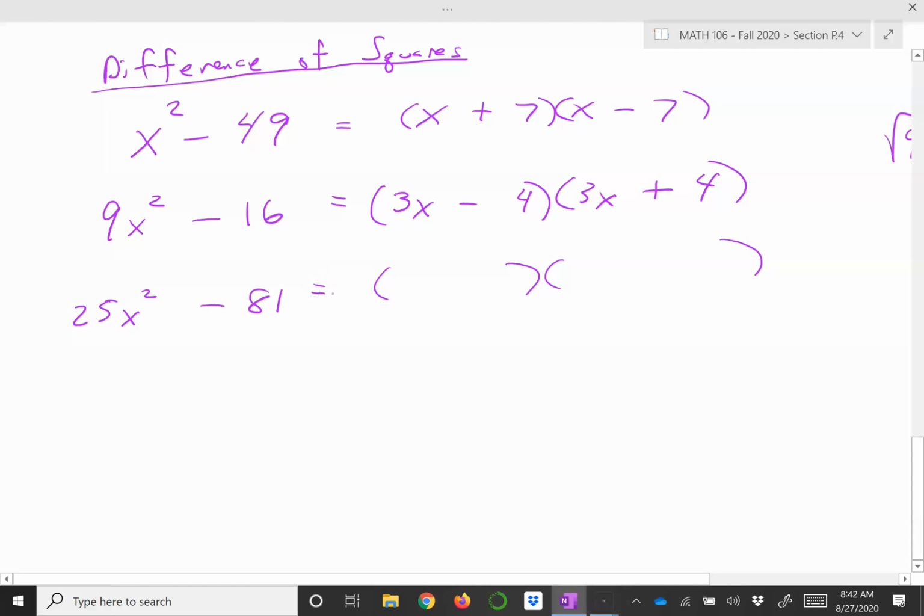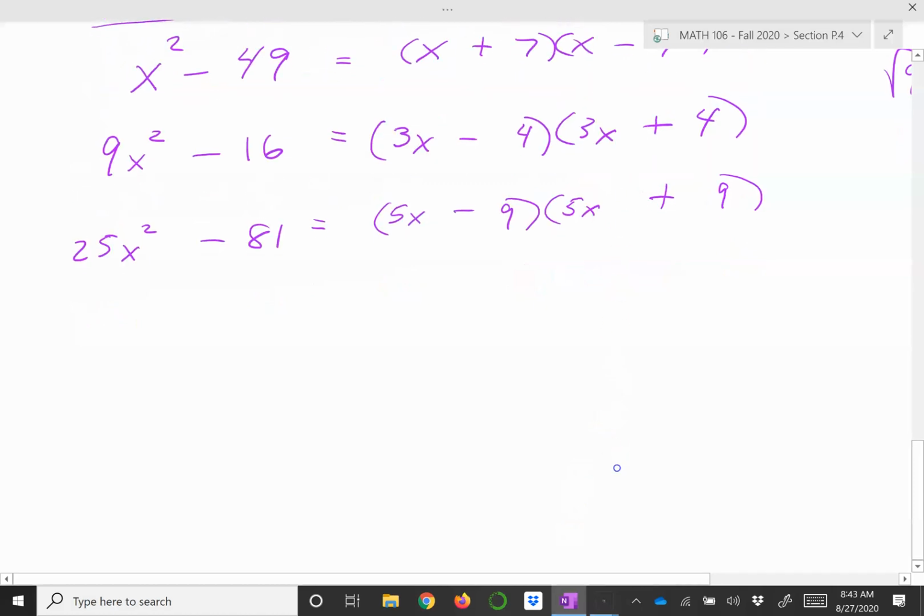So what's the square root of 25x squared? You'd get a 5x, right? Square root of 25 is 5, and then square root of x squared is x. And then 81 is, you get 9, and then you just throw the different signs there. Okay? So far, so good? Remember, you got to yell at me if I can't see you over there. All right, they're pretty easy to pick out.